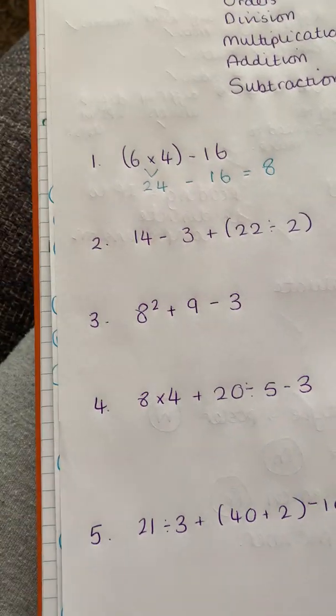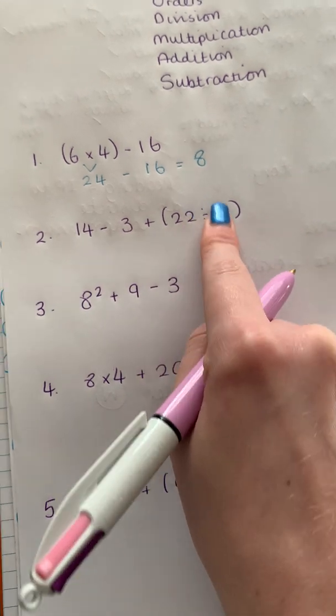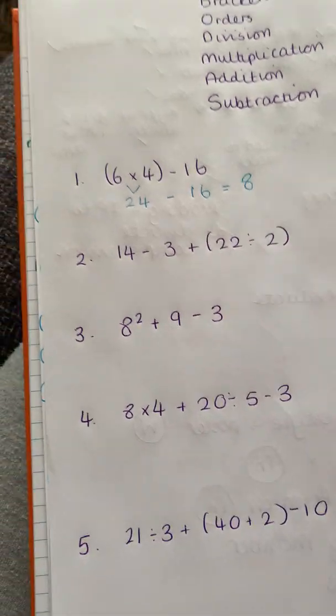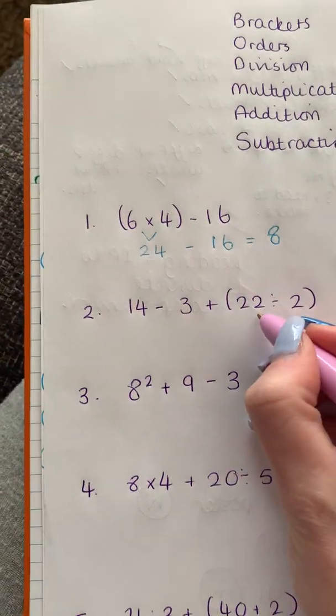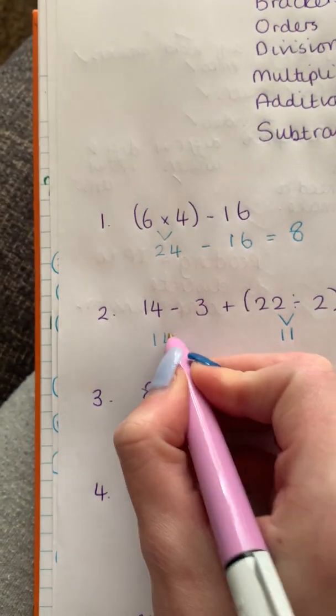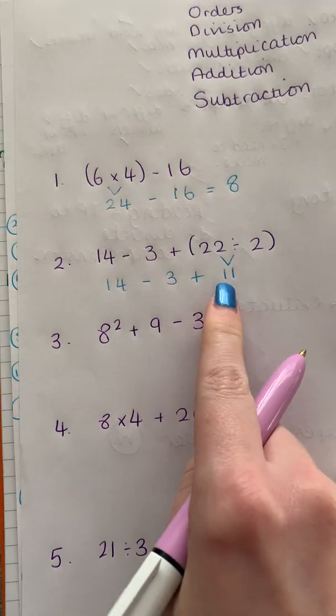Number 2, I've now got a subtraction, an addition, and a brackets. Again, the division's inside the brackets, so we deal with it as the brackets operation, which obviously, as we know, comes first. So I'm going to deal with that first, and I should get 11. I'm then going to pop my other numbers in, and now I've got a subtraction and an addition.